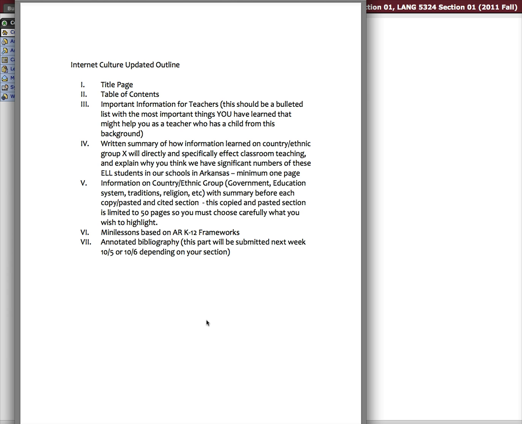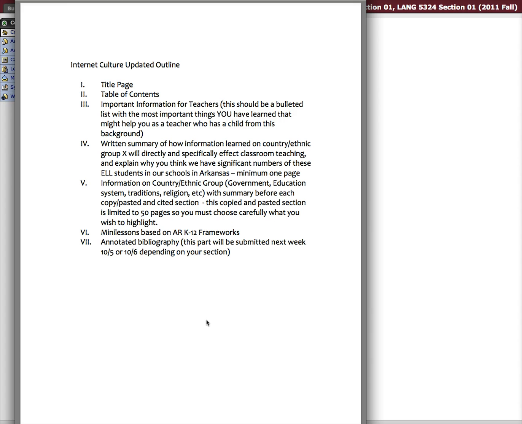Then the next part is going to be number 6, is your material again. These are mini lessons. There's 7 mini lessons: math, science, social studies, language arts, PE or health, music, and art. You're going to use the Arkansas frameworks or the Common Core, because the Common Core has just started to be used this fall. But you're in a transition period, so you can choose from either document. The Common Core has a lot of the same things as the frameworks.